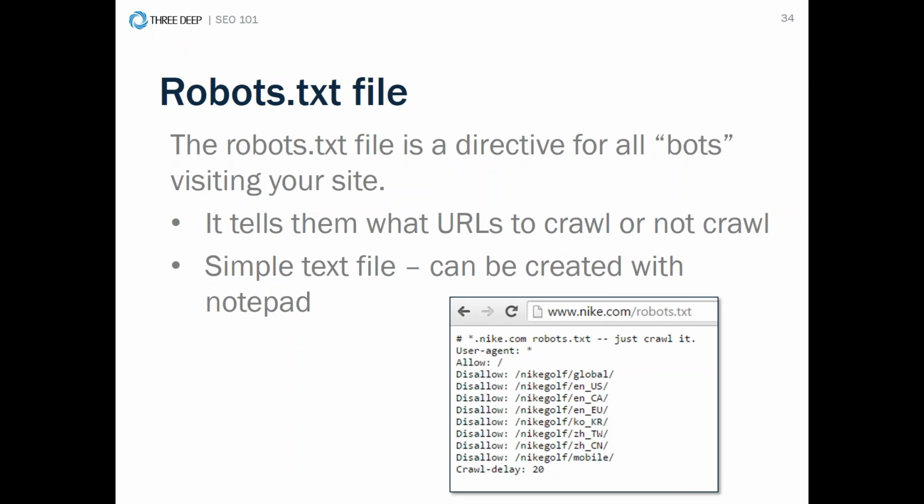There may be some content that you don't need them to crawl, for example, something that's behind a login screen. If you have a user login portal on your website, you may not want search engines to try to crawl through that. Again, this is a simple file. It's a text file. It can be created on your computer with Notepad and uploaded to your site fairly easily. If you use a CMS like WordPress, for example, there are plugins that enable you to edit this file really easily. Yoast is a great one that I've used in the past.